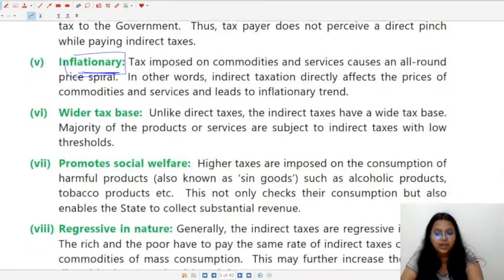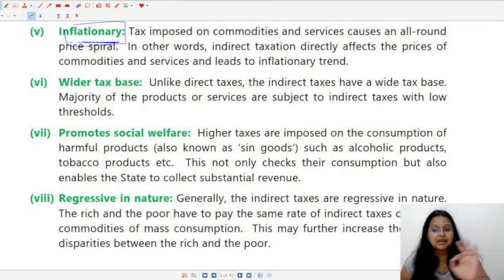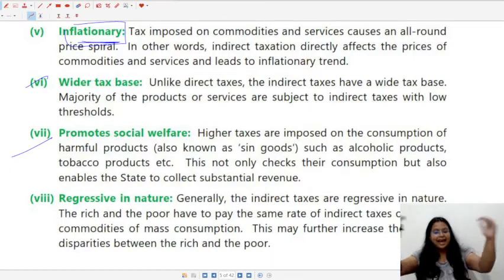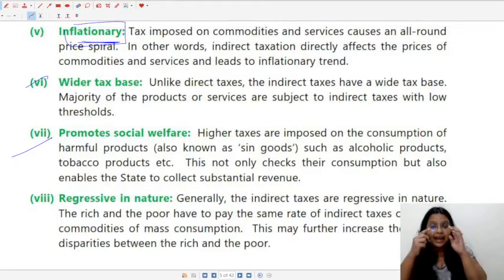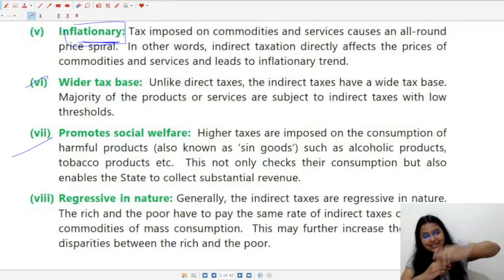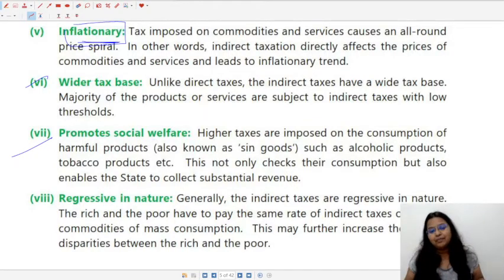Yes, a wider tax base, because the majority of products or services are subject to indirect taxes, even though each and every person is not going to pay direct taxes. Next, promote social welfare. How is it going to promote social welfare? The government imposes higher taxes on the consumption of those products which are harmful, for example, tobacco products. The products which are considered sin products or taboo, the government has imposed higher taxes on. Due to higher taxes, prices have gone high and not each and every person is going to pay the high rate. Next is regressive in nature.